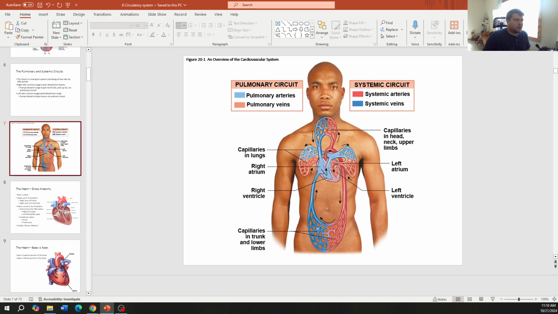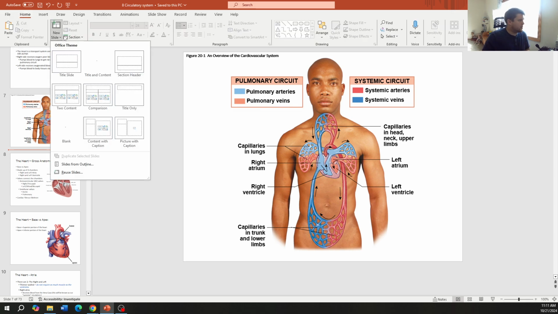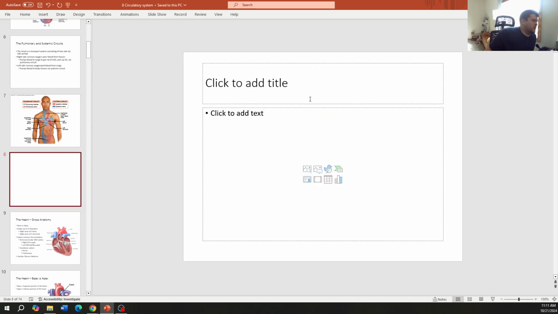Just another picture going over that. You have the pulmonary stuff, everything like that. One thing I do want to note right here, and it's a very important distinction: arteries always, always, always take blood away from the heart. Veins always, always, always bring blood back to the heart. There's a specific set of arteries and veins that seems a little bit backwards, and I want to make sure we point those out, because that's almost always a test question. So, the odd ones out when it comes to veins and arteries.